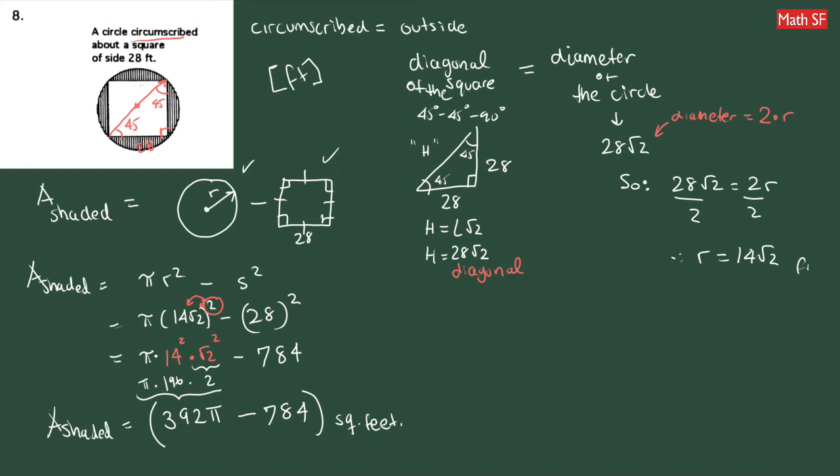Okay, knowing that, let's keep going and find the approximate solution, because this was the exact solution, or the exact answer. So now let's find the approximate solution. A shaded is approximately, well, let's put everything in the calculator here. 392 pi minus 784. I'm typing it on the calculator.